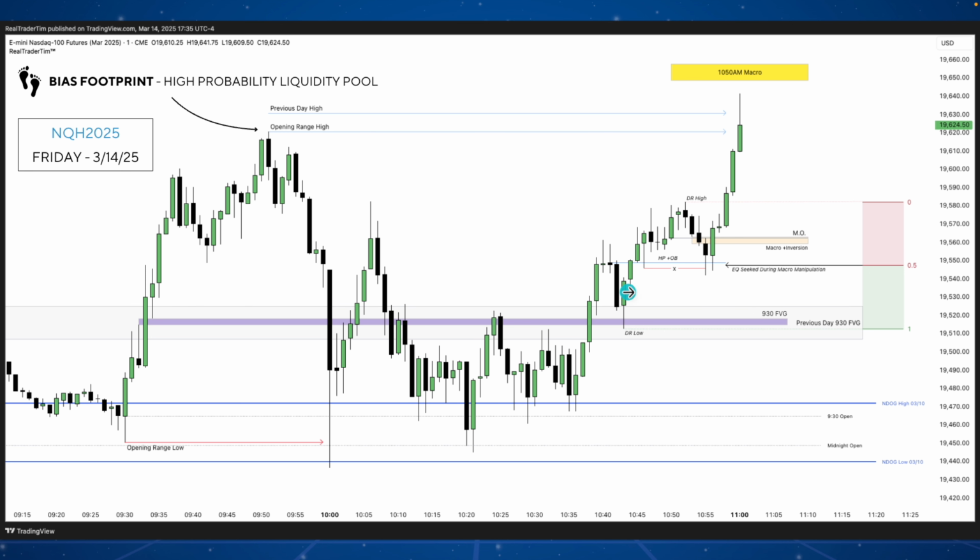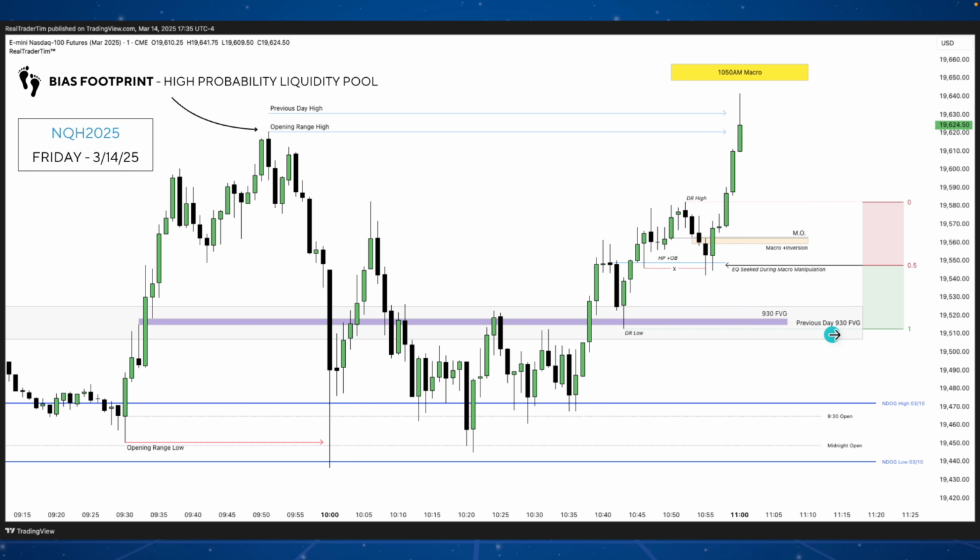Okay, so as we continue here, we're entering the macro window, and most important thing we want to ask ourselves is, do we still have buy side liquidity intact here? Okay, do we have a clear draw on liquidity? Yes, we do right here. Leading into the macro window, we start to see this micro dealing range be created right here.